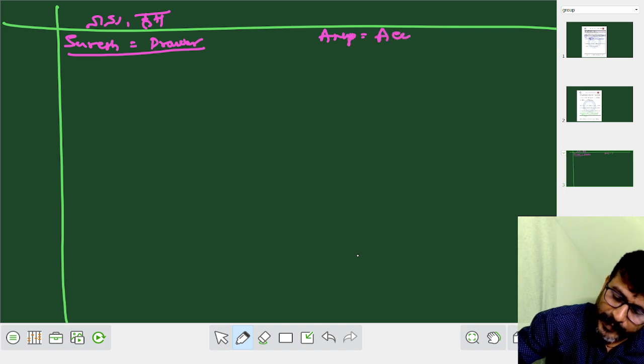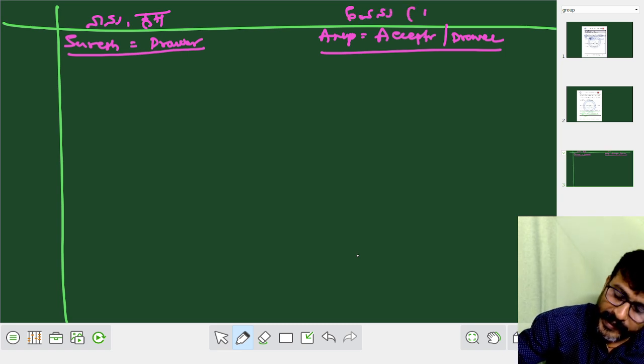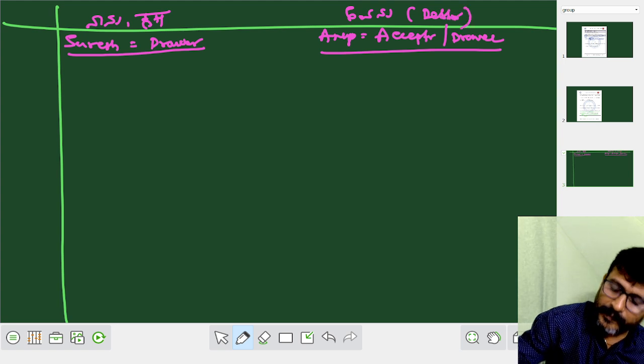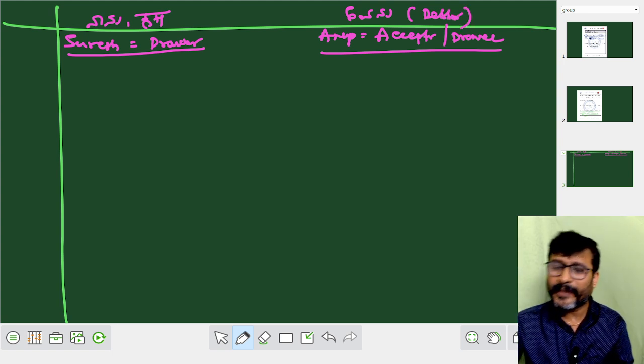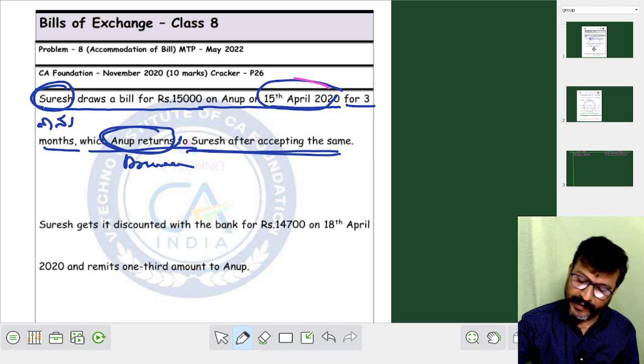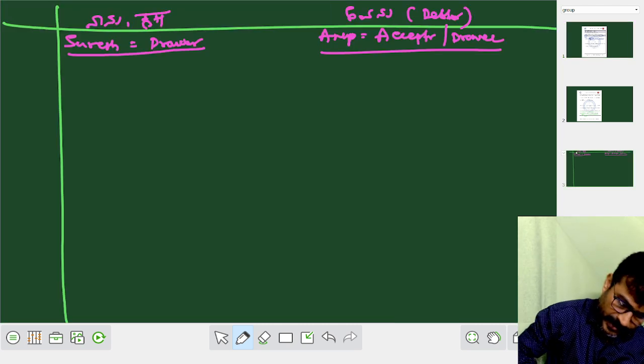Anup is acceptor. Anup is drawee. Anup is Avanu. He is a debtor. Okay. When the bill is drawn by Suresh on 15th April 2020, right?